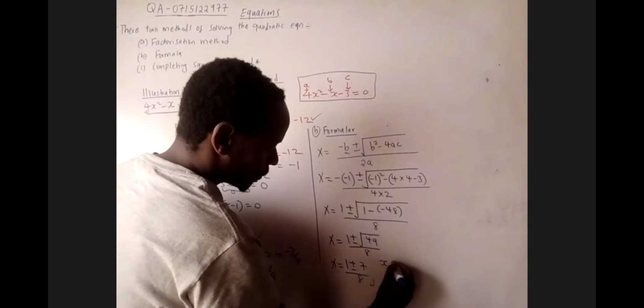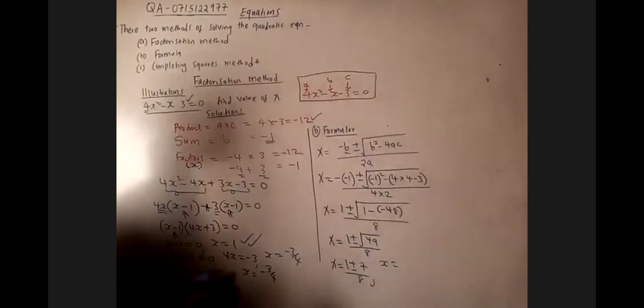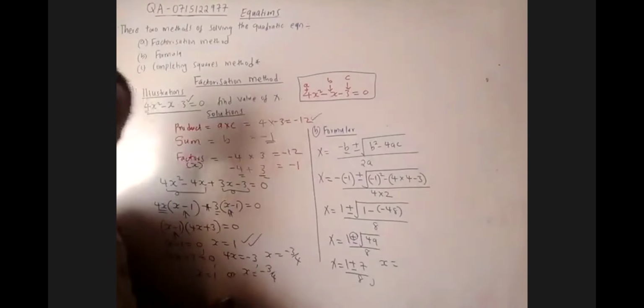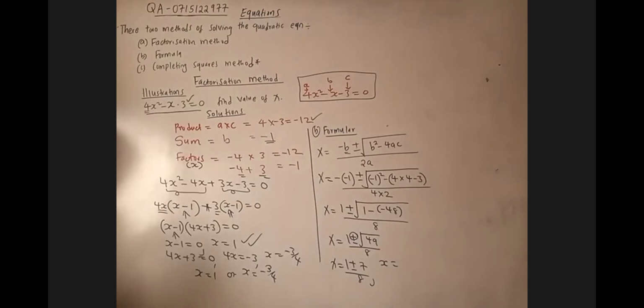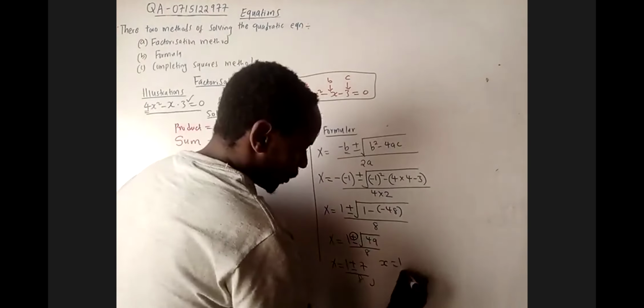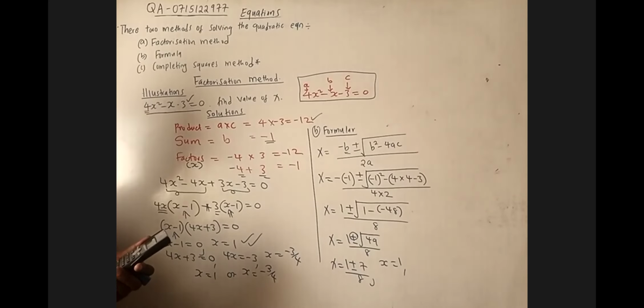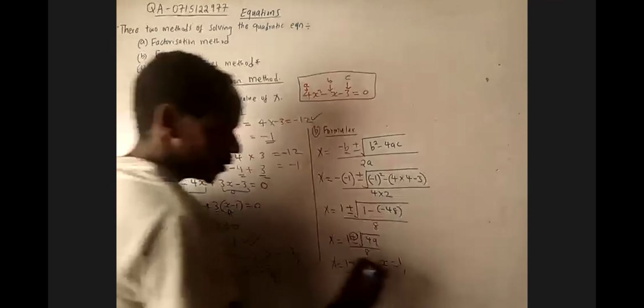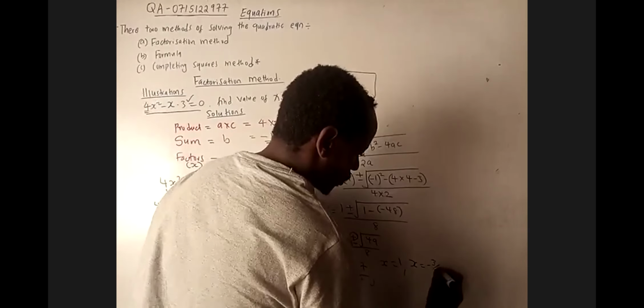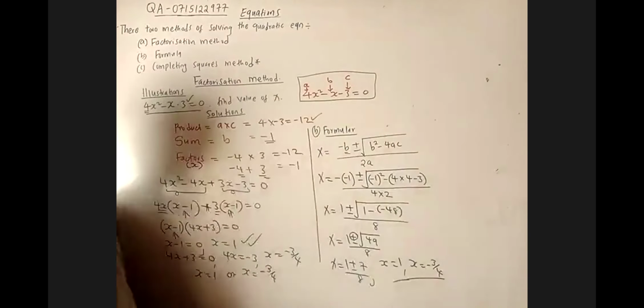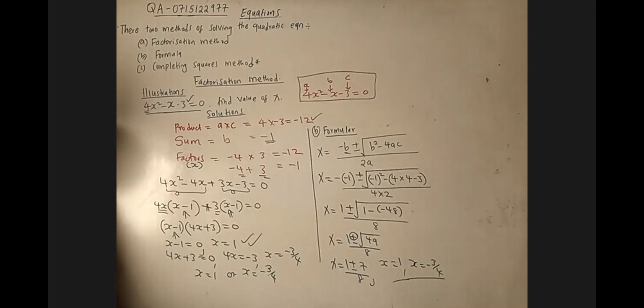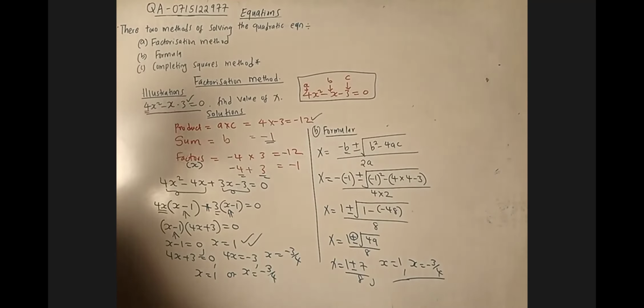So what will be the value of x? The first one, when the value is positive, itakuwa ni 1 plus 7 divided by 8, which is 1. And then when the value is negative, itakuwa ni 1 minus 7 divided by 8, which is minus 3 over 4. So x is equal to minus 3 over 4. Hadi hapo tuko shabamba.